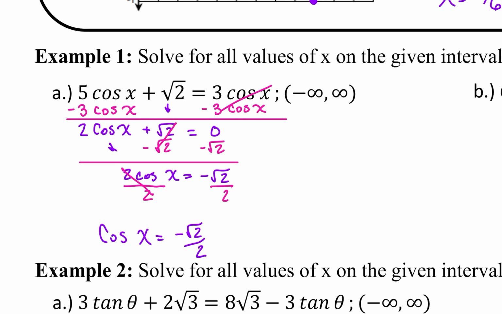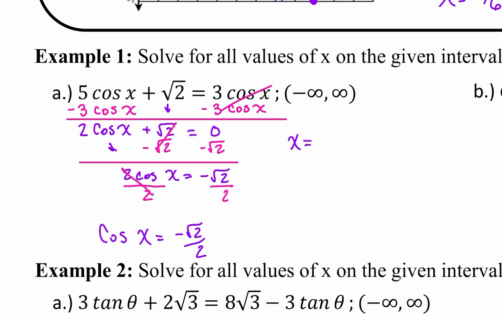Now, because they asked us to find this on the interval of negative infinity to infinity, we want to think about cosine entirely on the circle. Where does it go on the entire unit circle? Cosine is the x value, and we're getting a negative cosine here, so this has to come from the left side of the unit circle, meaning quadrant 3 and quadrant 4. So where does cosine give us square root of 2 over 2 in quadrants 3 and 4?